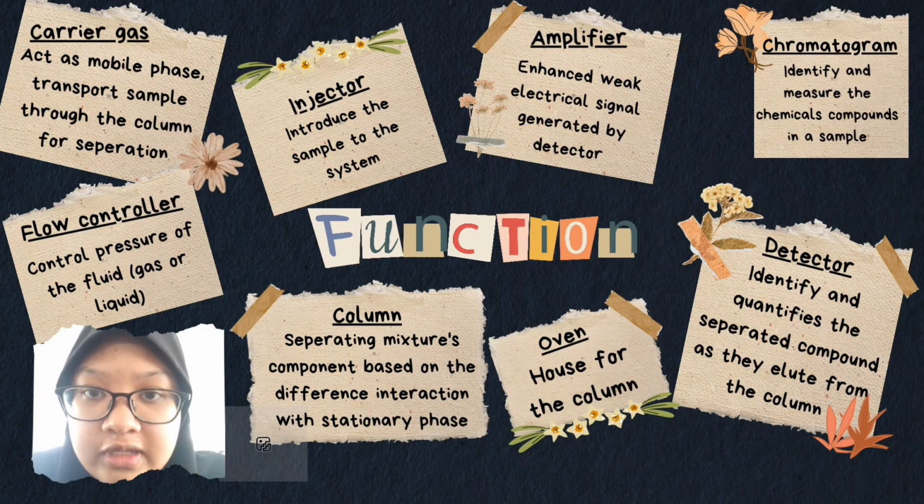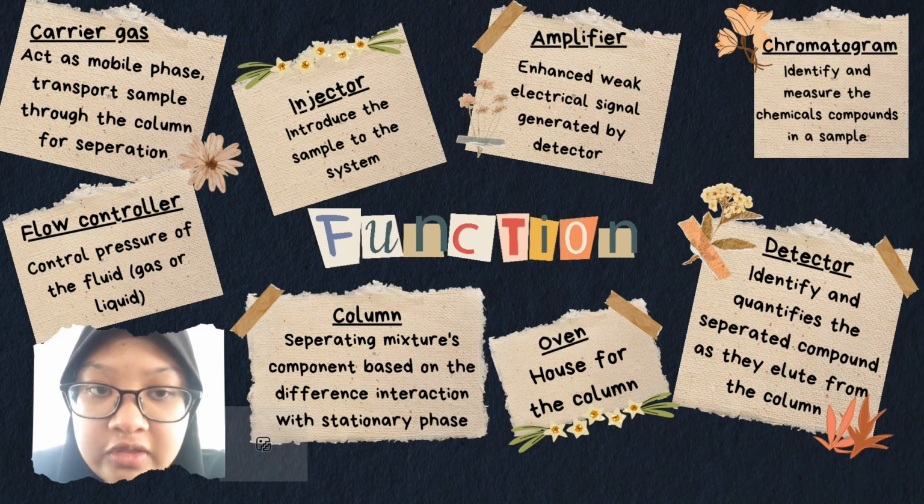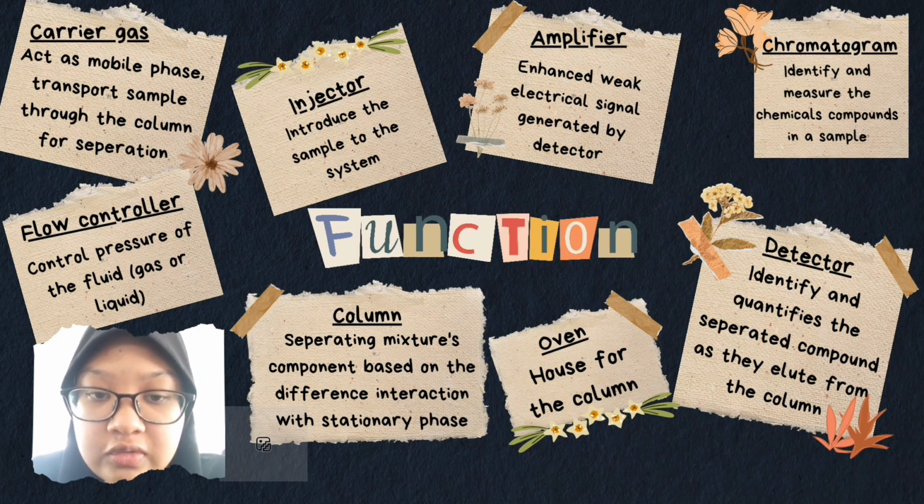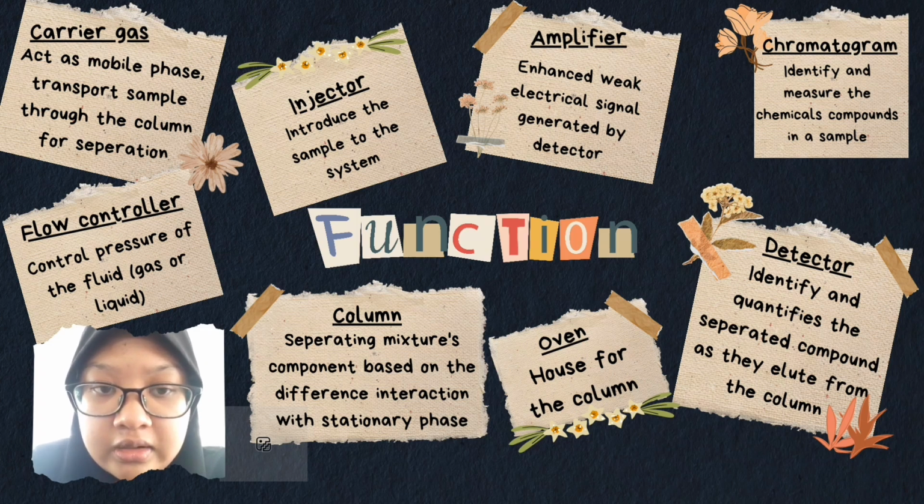In the gas chromatography, there is a lot of mapping and a lot of instruction. We start off with the carrier gas. Carrier gas will act as a mobile phase, transporting the sample to the column for separation to start. Usually, the common gas for the carrier gas is helium, nitrogen, or oxygen. Then, the sample will go through the flow controller. The flow controller will function to control the pressure of the fluid in gas form. The flow controller will control the pressure to the desired level. Then the sample will go through the injector.